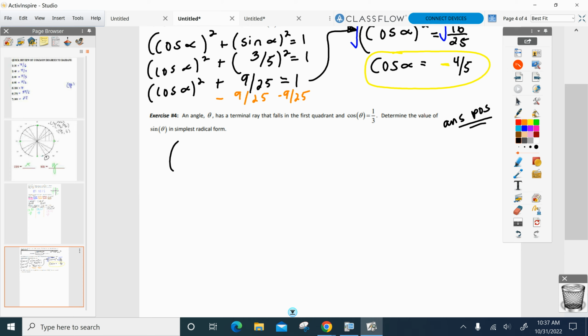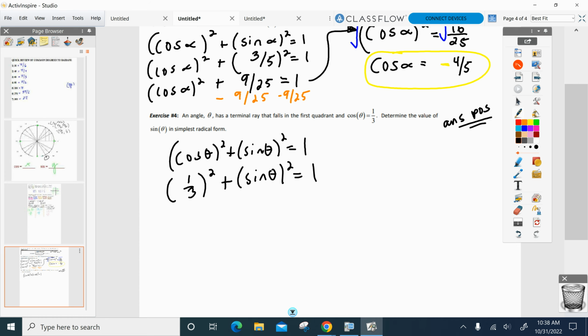All right, let's do it. Actually, it's cosine, right? Cosine theta squared plus sine theta squared equals 1. Where's the 1/3 going? In for the whole thing. All right, too many times I see this. Cosine 1/3. No, the whole thing is 1/3. The whole thing is 1/3. There you go. Plug it in.